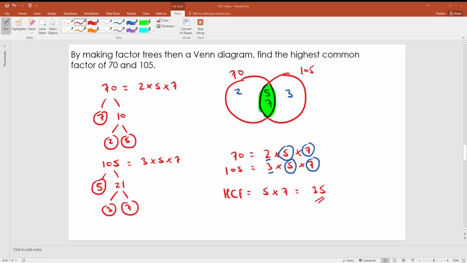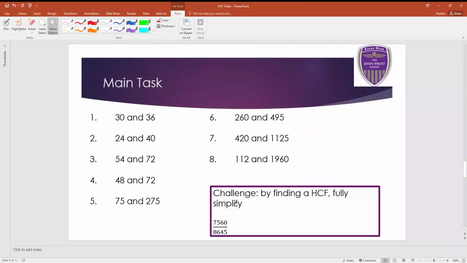Okay, so the main task is coming up shortly. So the main task is here. For all these questions, just make the prime factor trees, draw a Venn diagram, and use it to find the highest common factor. There's also a challenge question if I move the mouse in the bottom right corner. So yeah, take it away. See how you do. Come back when you're ready for the answers.